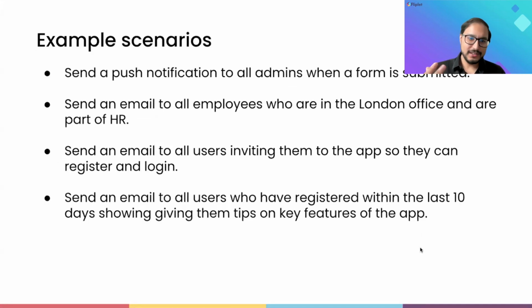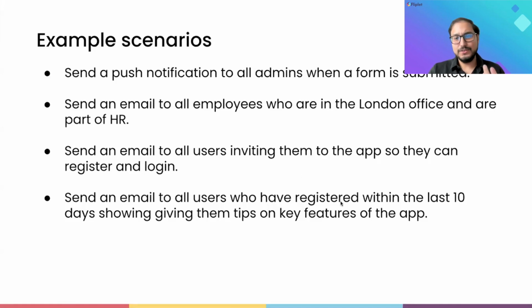So what are the scenarios that we're targeting? These are some example scenarios which are currently possible with complex custom code. The action builder will allow you to do these scenarios without writing any code. For example, sending push notifications to all admins when a form is submitted, or sending an email to all the employees who are in the London office and part of HR, or sending an email to all the users inviting them to the app so they can register and log in.